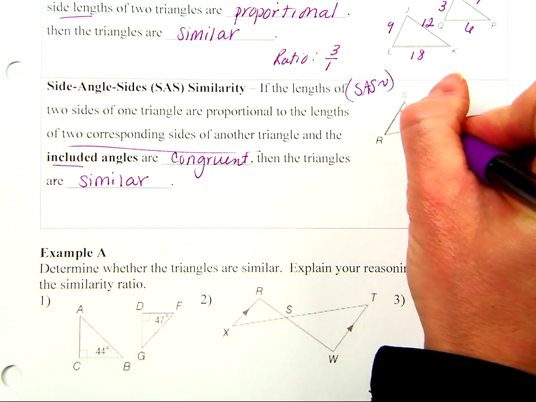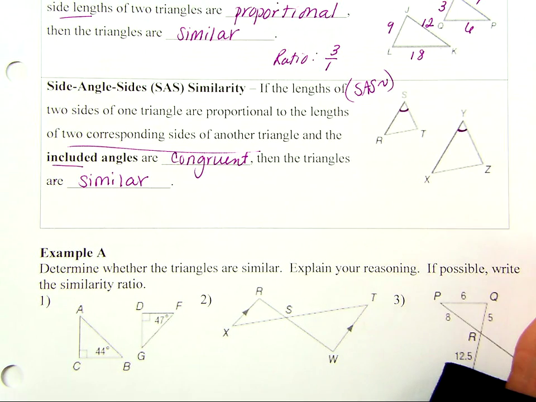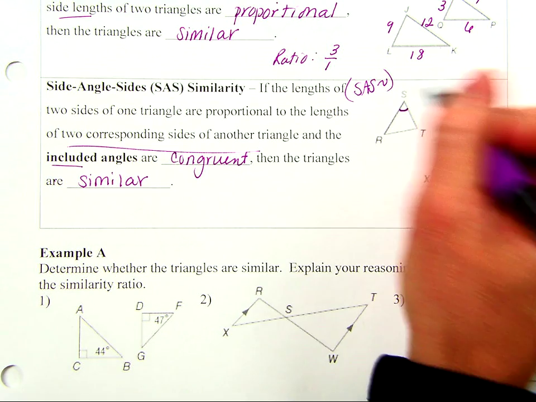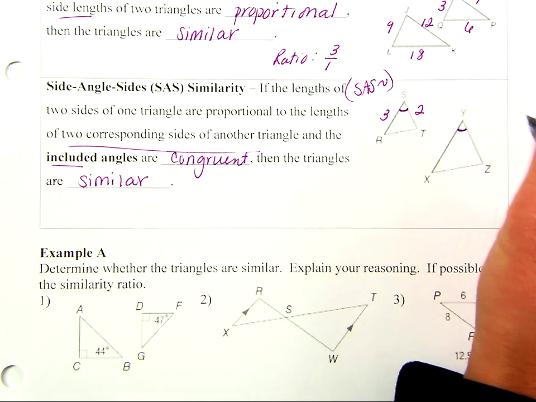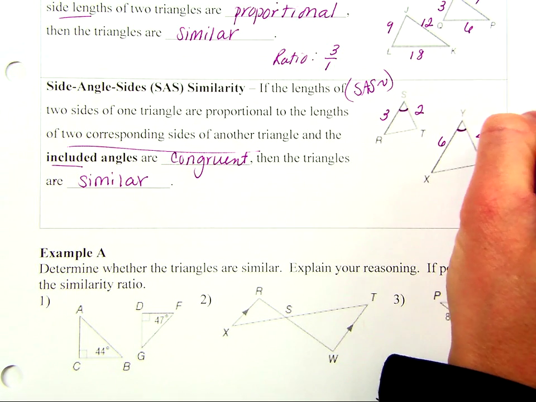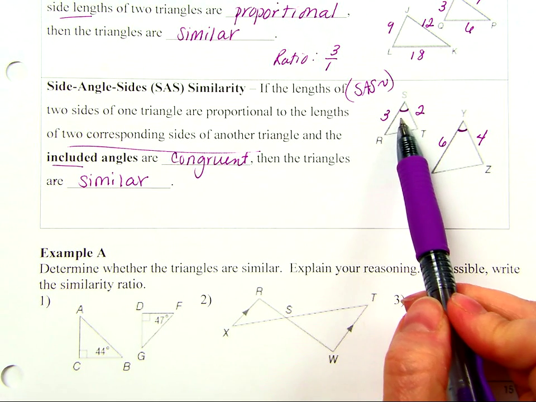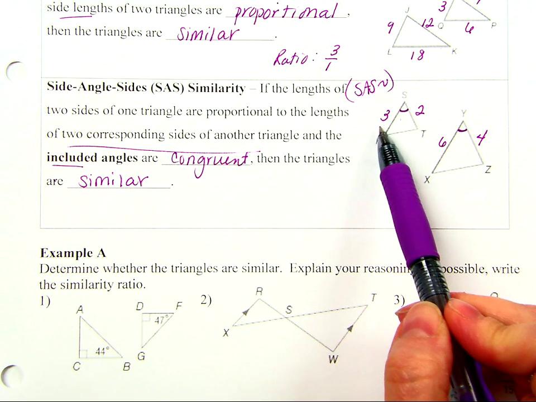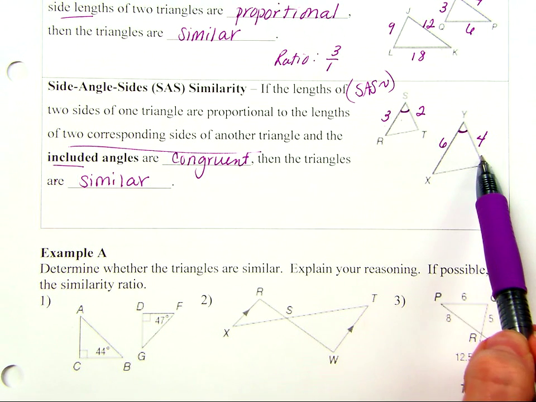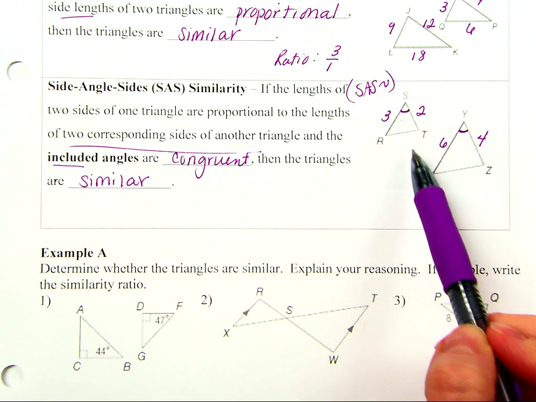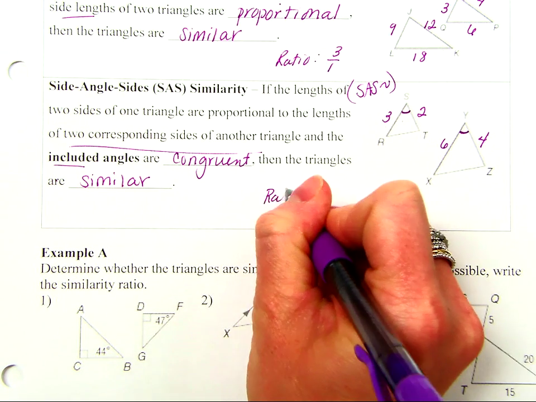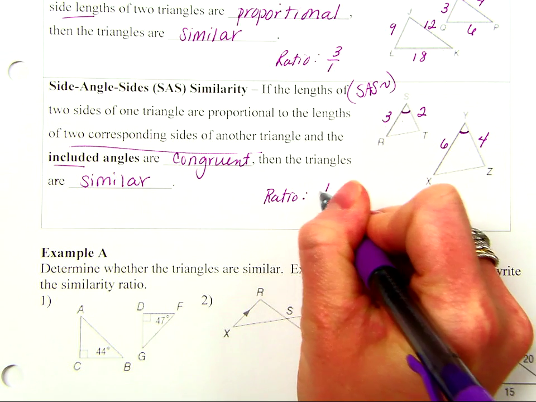So right now, in my diagram, I see angle S and angle Y are congruent. To show SAS similarity, I'm going to have to put some numbers in here. We know the included angle means in between. And as I look, small triangle to big triangle, and I compare 3 to 6, 2 to 4, we see that those have the same ratio. I have 2 sides proportional, included angle congruent. If I needed to write my ratio, well, it would be a 1 to 2 ratio.